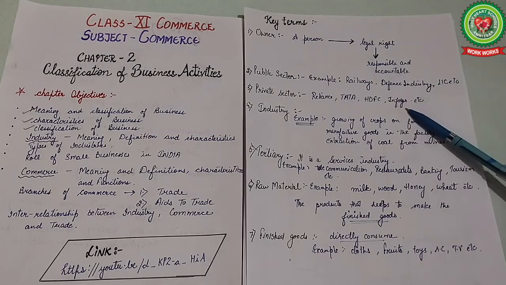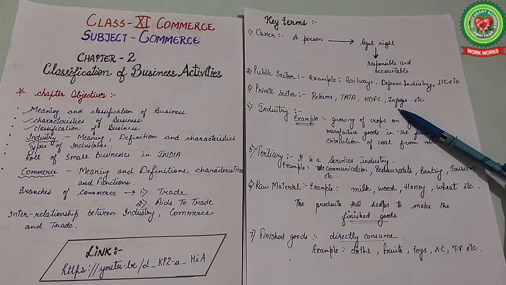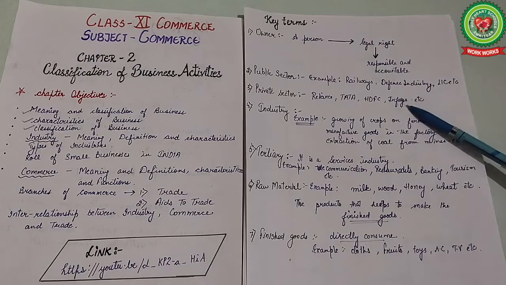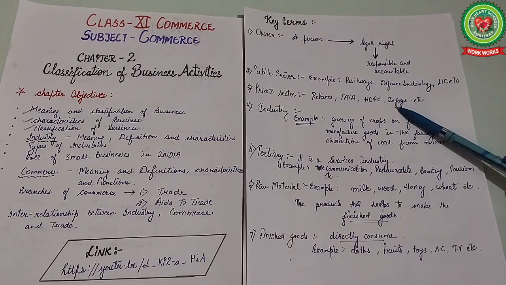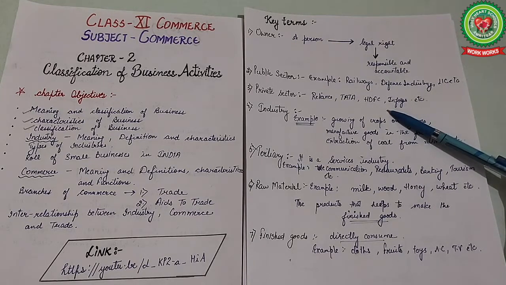Clear? Next, our key term is the private sector. Private sector, like Reliance, Tata Industries, HDFC Bank, Infosys, ITC. These are all private companies running in society. So what is the difference between public and private? Private industries are those related to an individual or a group of persons, but they control their activities on their own, meaning government interference in their activities is not involved. Then it is known as the private sector.